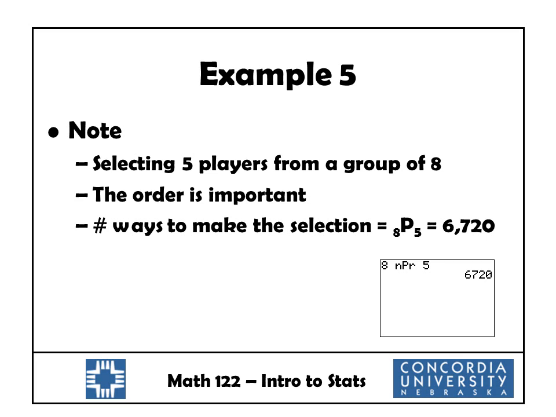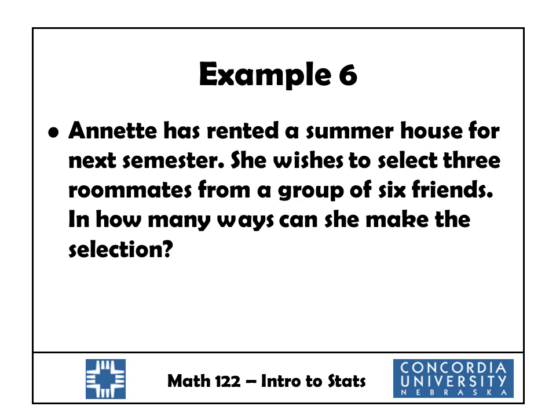The total number of ways to make the selection would be denoted by 8P5. Again, because we're selecting 5 from a group of 8 and the order is important. And there you see the calculator command and the value is 6,720.